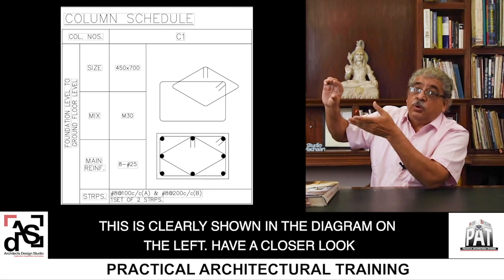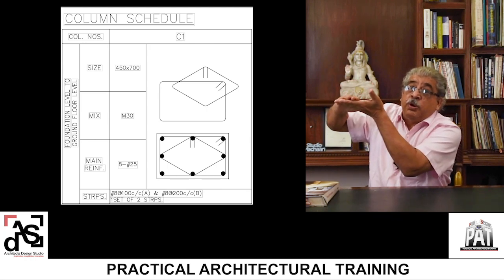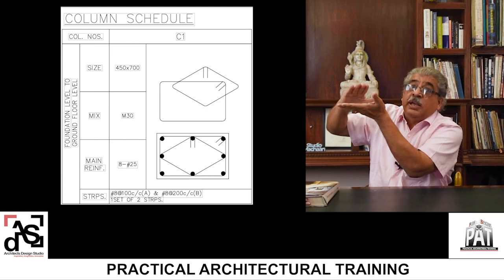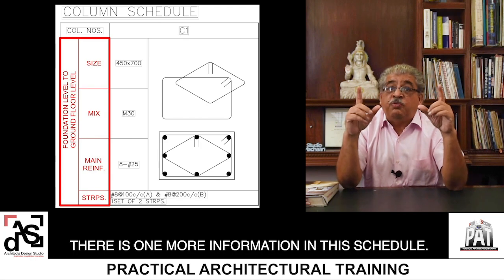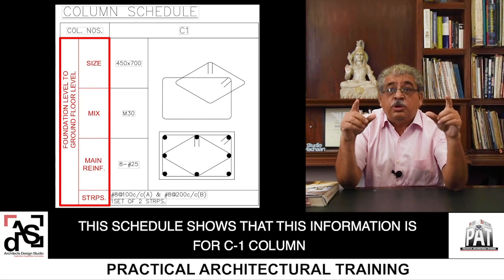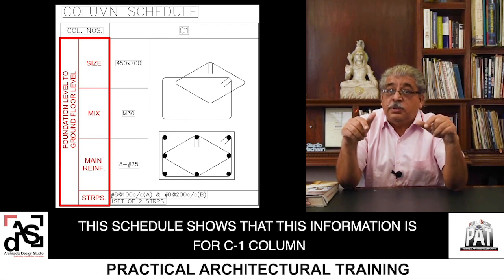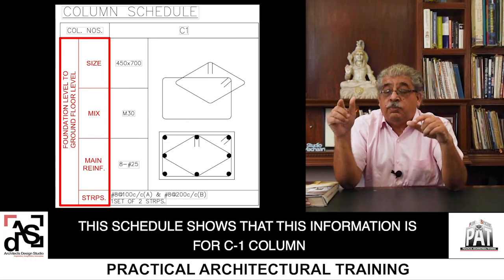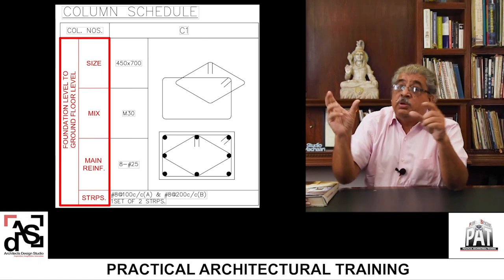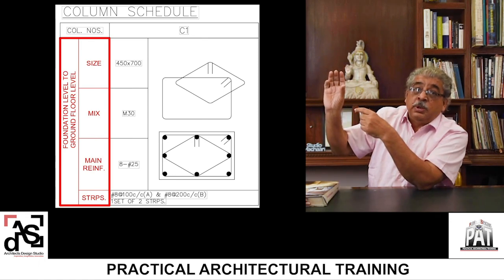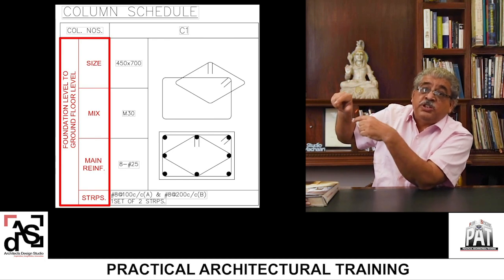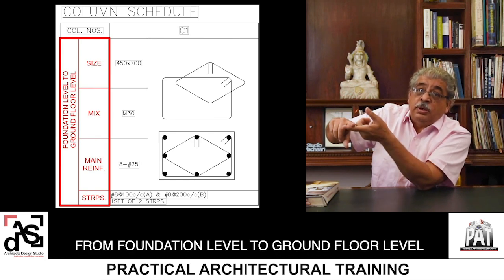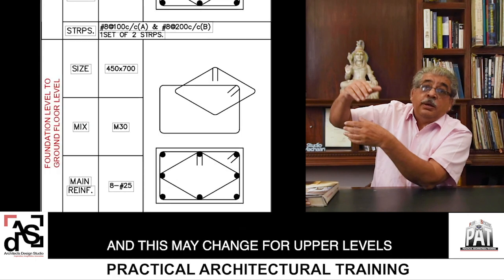Now have a closer look. There is a set of stirrups at every point. So that means there are two stirrups at every position. There is one more piece of information in this schedule. This schedule shows that this information is for C1 column. That is the name of the column, which is always written at the top, and on the left hand there is another piece of information, that this information in this schedule is from foundation level to ground floor level, and above that it may change.